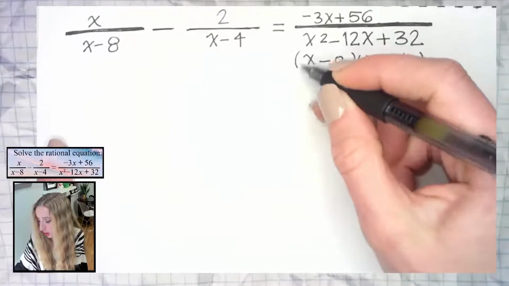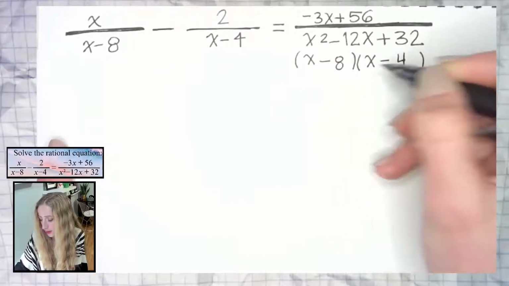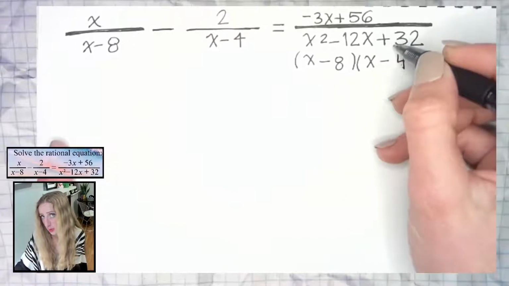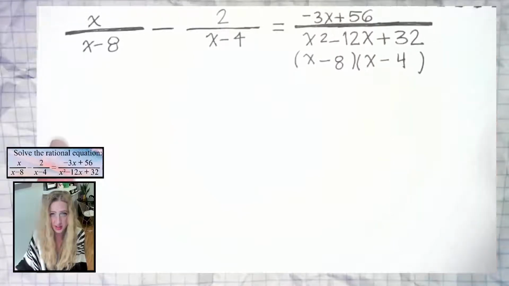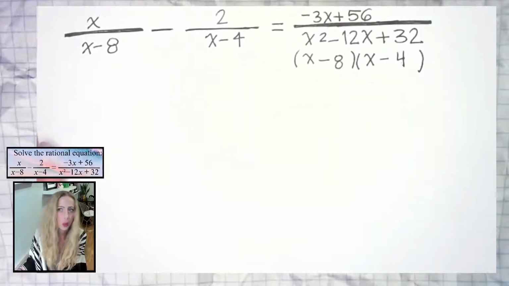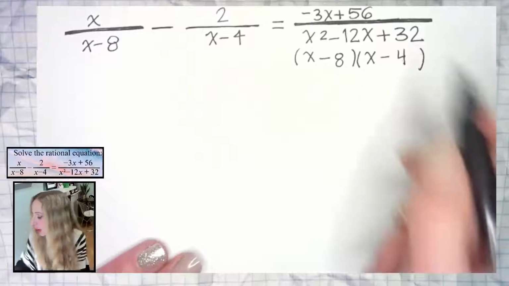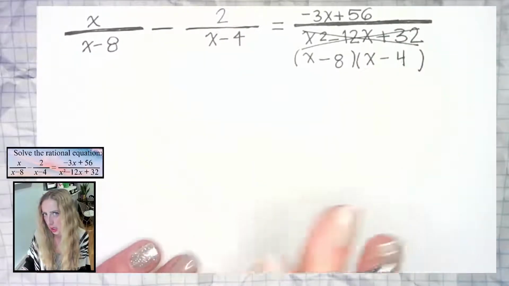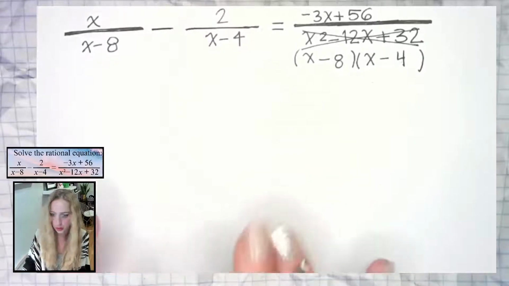First times first, x squared. Outer is negative 4x, inner is negative 8x, that makes negative 12x, and a negative times a negative does make a positive, and in this case, a positive 32. So winner, winner, chicken dinner. I'm going to draw a simple x crossing out the expanded denominator right there so I don't get too distracted.